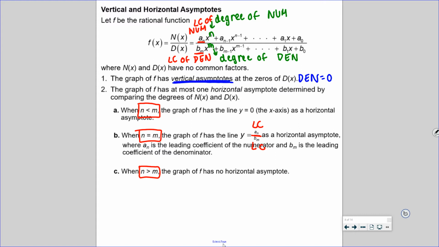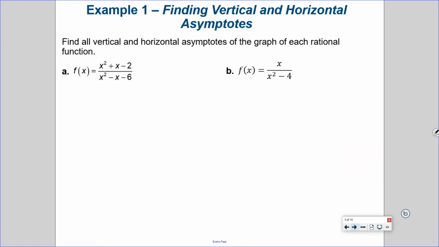Is that familiar? Oblique asymptotes. No. Cool. Good. Yay. Something new. Okay. I like the idea.